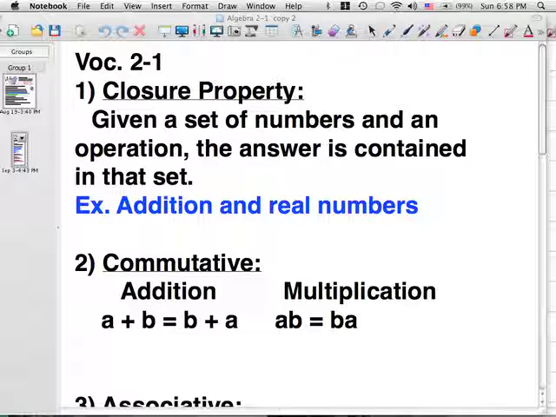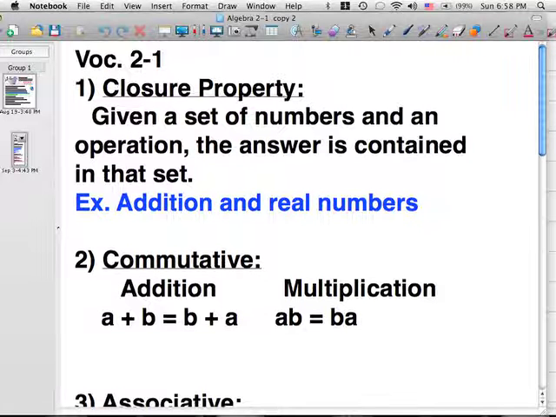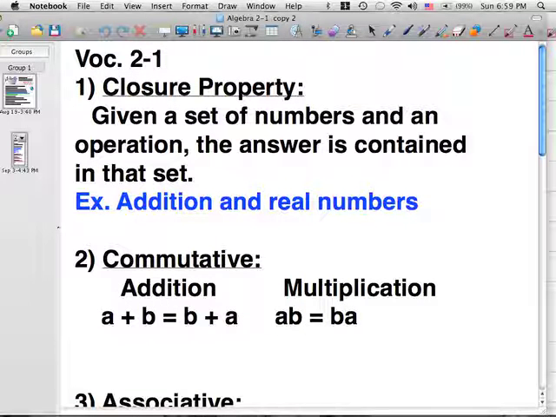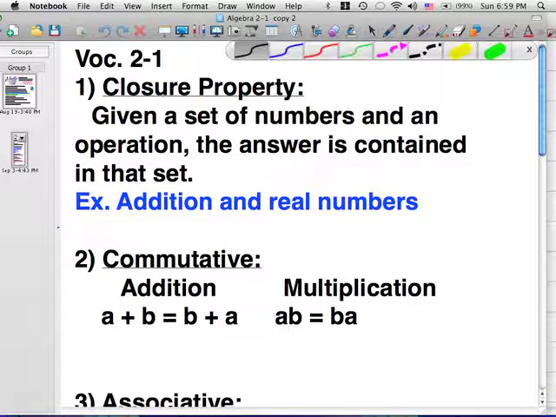We are working with section 2.1 and we're going over the properties that we're going to use this year. The closure property says that for a given set of numbers and an operation, the answers are contained in the set. For example, if I take any real number and add it to another real number, that number is a real number.